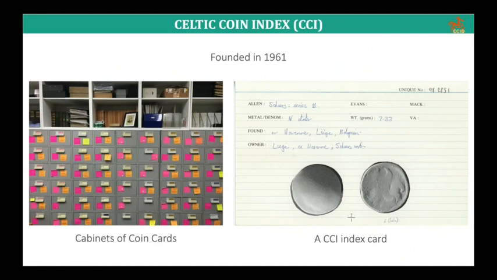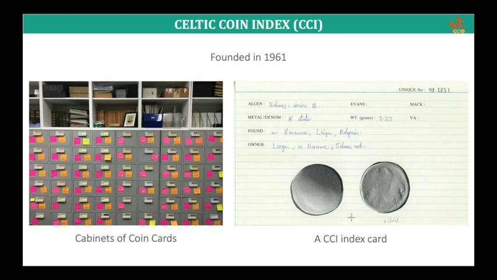We are lucky in the UK to have a number of resources which have collected an enormous quantity of data on these coins. The main resource is the Celtic Coin Index. The CCI was founded in 1961 by Derek Allen and Shepard Frere. It currently exists in multiple digital and analog forms, primarily as paper index cards, as you can see on the right, which are housed in rows and rows of filing cabinets in the Institute of Archaeology at Oxford.